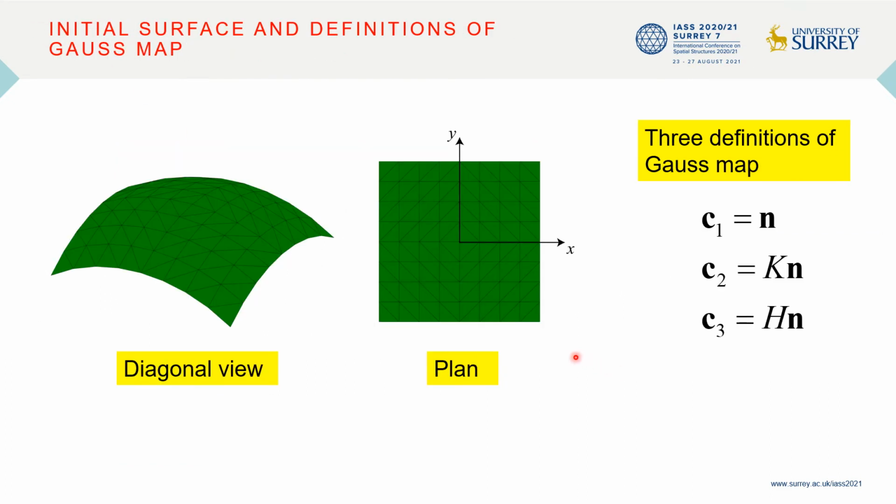Free-form polyhedral surfaces are generated from the initial surface as shown here, and three types of extended Gauss map are considered. The first type is the Gauss map, and the second type and the third type multiply Gaussian curvature and the mean curvature respectively to the unit normal vector.